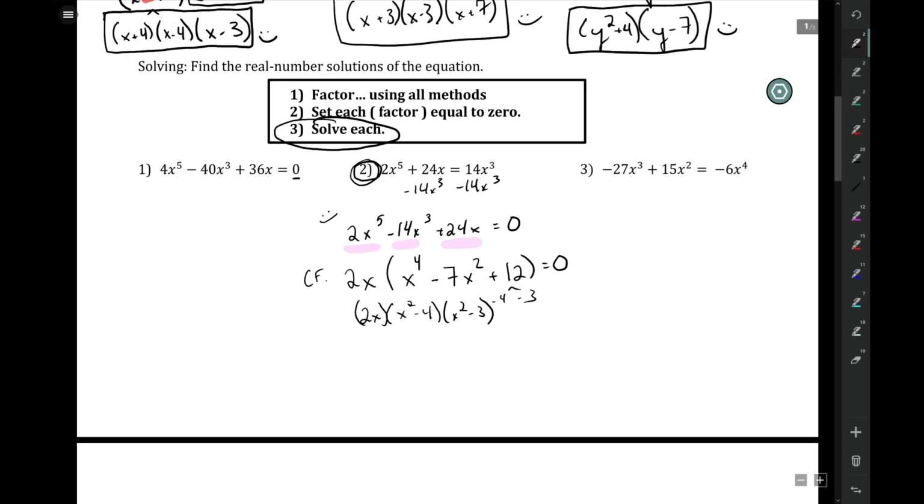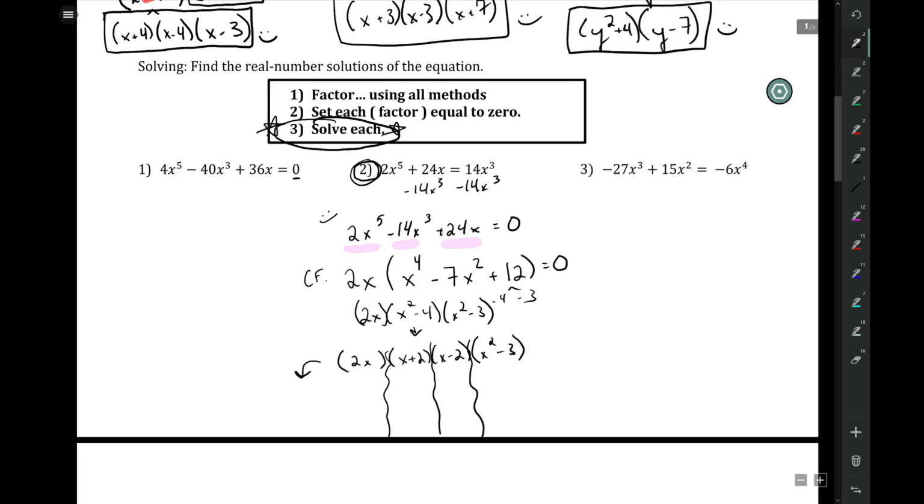And we have this here. Now x squared minus 4, that's really x plus 2, x minus 2. X squared minus 3. And 2x. Wow. So we have 4 things that we need to solve. Okay, so we set each of them equal to 0. It's like splitting up into 4 different problems.